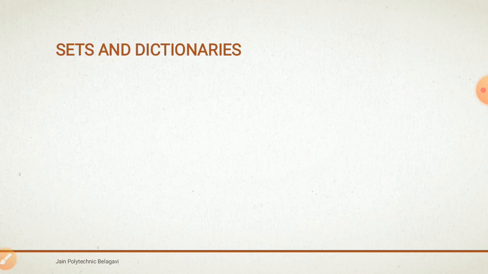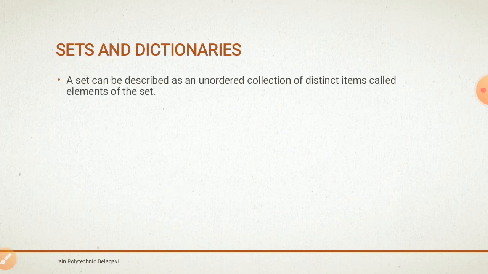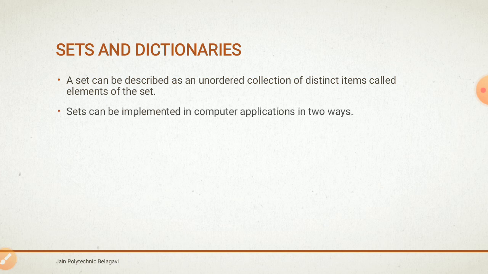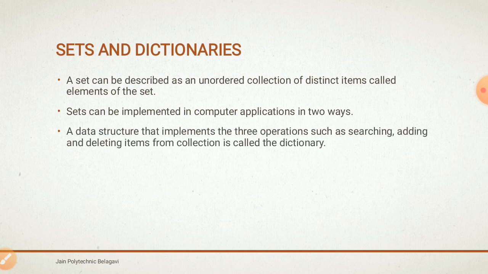And next we have sets and dictionaries. A set can be described as an unordered collection of distinct items called elements of the set. Sets can be implemented in computer applications in two ways. A data structure that implements the three operations of searching, adding and deleting items from a collection is called a dictionary. Then data structures lead to an abstract data type. That is all about sets and dictionaries.